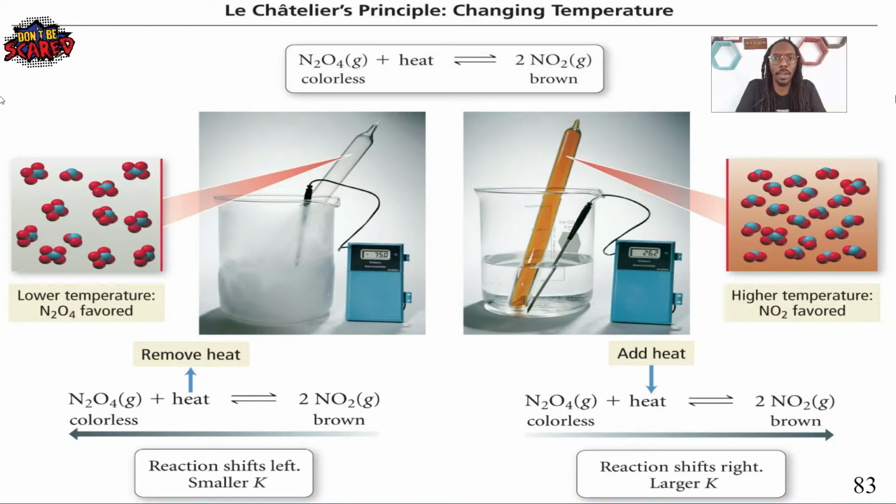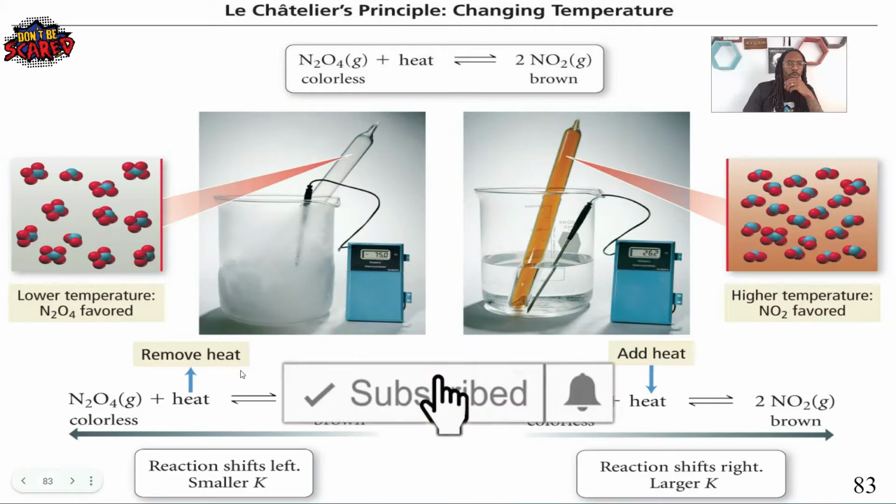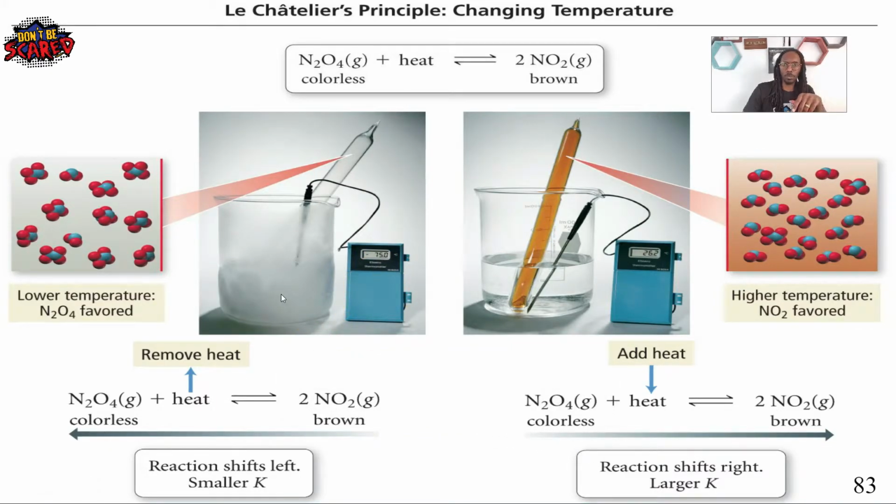So let's look at an example, right? Change in temperature. Once again, we still got that same equation, N2O4 plus heat gives me 2NO2. All right, so this is what it's actually looking like. Let's just look at it, right? So right now, it's in ice. It's cold right now. Lower temperature. Understand that this is endothermic right now, so therefore, my heat is acting as a reactant.